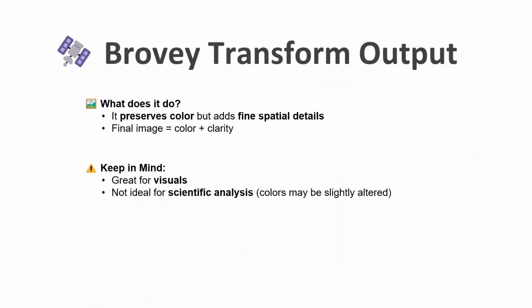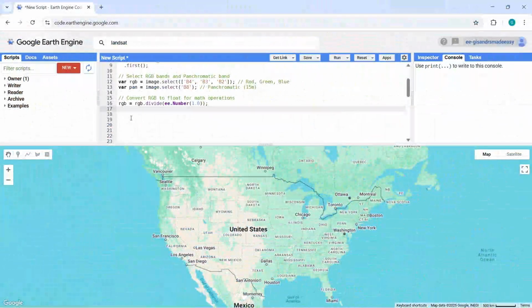And finally, the Brovey Transform output. What does it do? It preserves the color but adds fine spatial details. So finally, the image will be color and clear. But we should keep in mind that this is usually used for visuals. It's not ideal for scientific analysis, because color values that are calculated from the RGB may be slightly altered. Before applying the Brovey technique, we convert our RGB image values to float values. It is usually integer values. So we divide our RGB values with a float number, which converts the values to float.